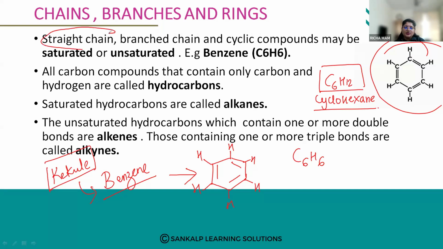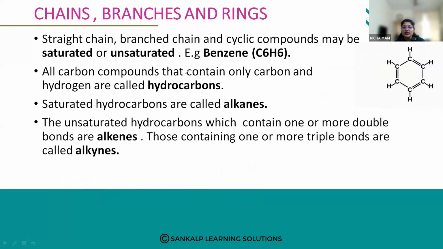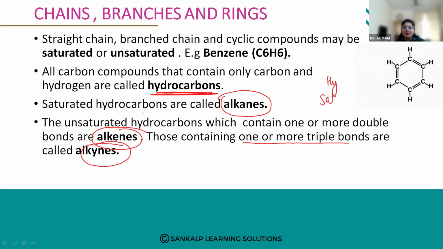The carbon atoms, when they are arranged in straight chain, branch chain, and cyclic form, can be saturated as well as unsaturated. The example of saturated we have seen is cyclohexane, and unsaturated is benzene. All the compounds that contain only carbon and hydrogen are termed hydrocarbons. The saturated hydrocarbons are called alkanes, and unsaturated ones, when they contain one or more double bonds, are termed alkenes. When they contain one or more triple bonds, they are called alkynes. Remember what hydrocarbons are and what saturated compounds are.